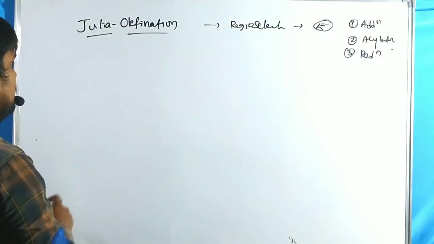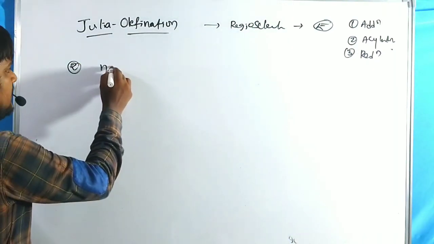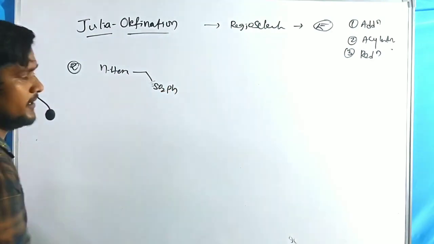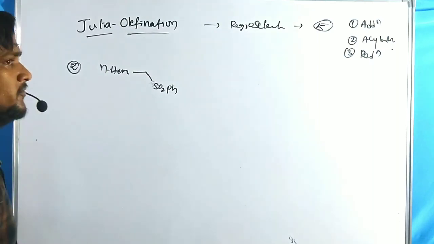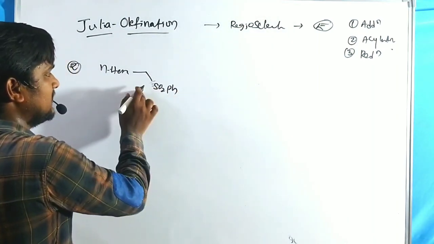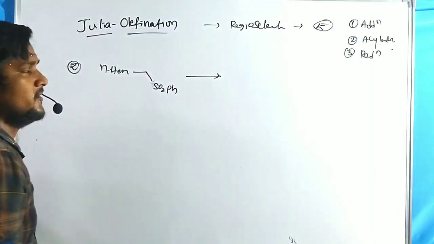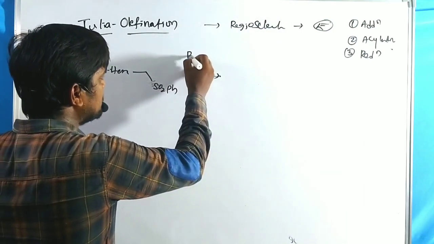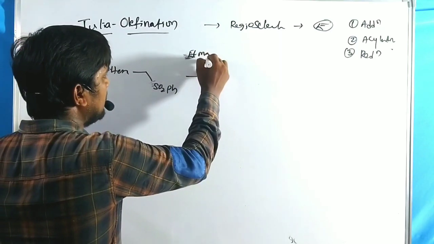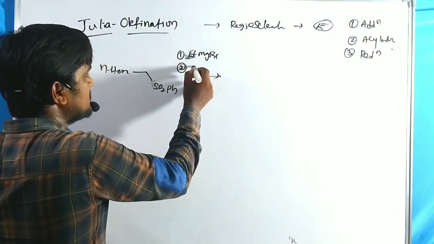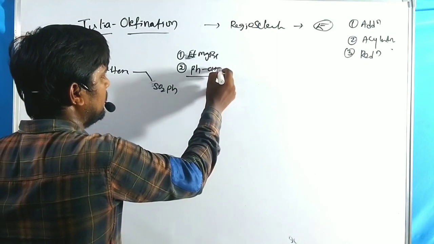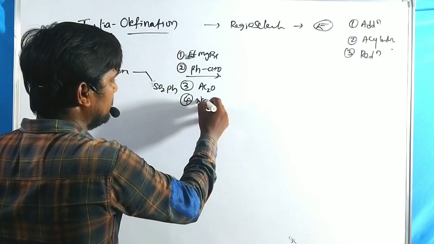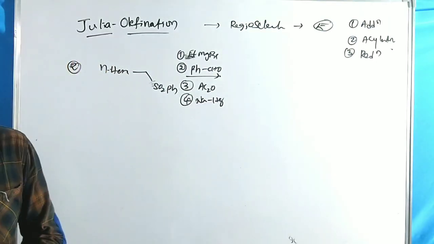Now the second example of this reaction is the aryl sulfone of n-hexane, SO2 phenyl with CH2, that means heptane. The first step is ethyl magnesium bromide. The second step is benzaldehyde. The third step is Ac2O, and the fourth step is sodium mercury. So this is the same reaction.